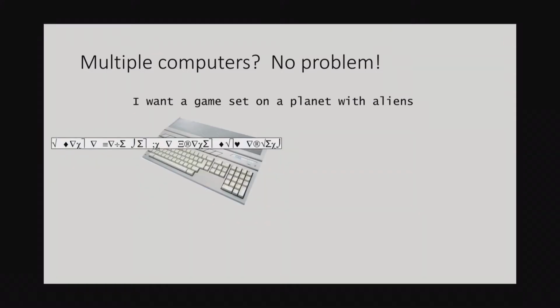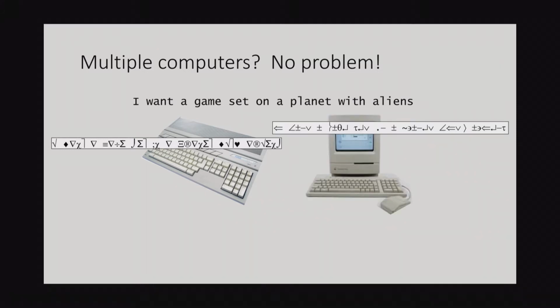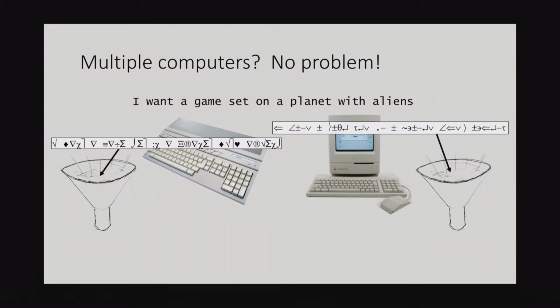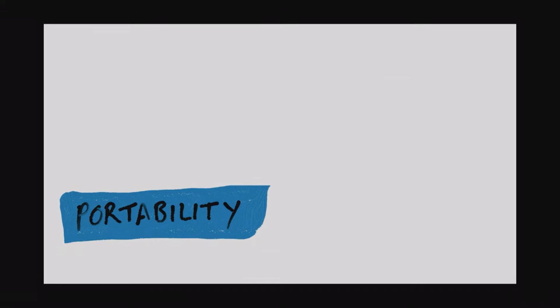If you had multiple computers, that would be no problem at all. You just have to learn their alphabets. So if you wanted your game set on a planet with aliens to run on your Atari, you would know its alphabet, you'd do the translation. If you wanted to run on your Mac Classic, you would know its alphabet, you'd do the translation, you'd feed these both through the mixers, and out would come your 2 bits of software that would run perfectly on these 2 different machines. This is the dream of what we computer scientists call portability. So from a very young age, without knowing it, I had a dream of portable programming.